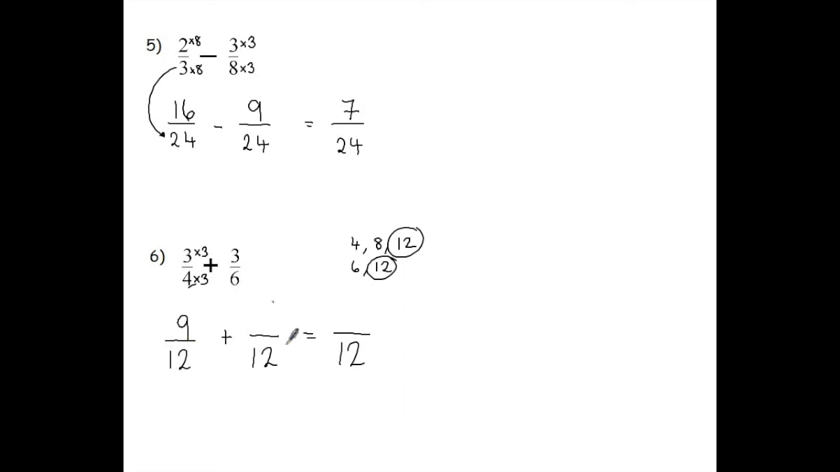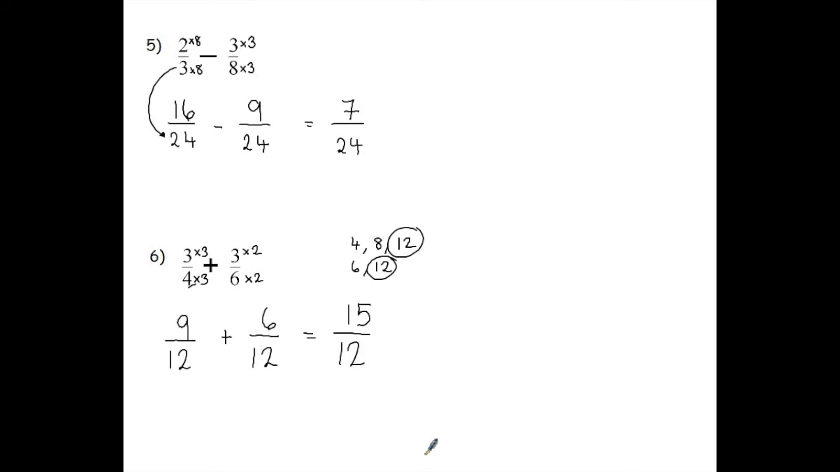On to the second one then. So 6 has changed to 12. So 6 times 2 is 12. So you need to times the top by 2 as well. 3 times 2 is 6. And now we can add our numerators together. So 9 add 6 gives us 15.